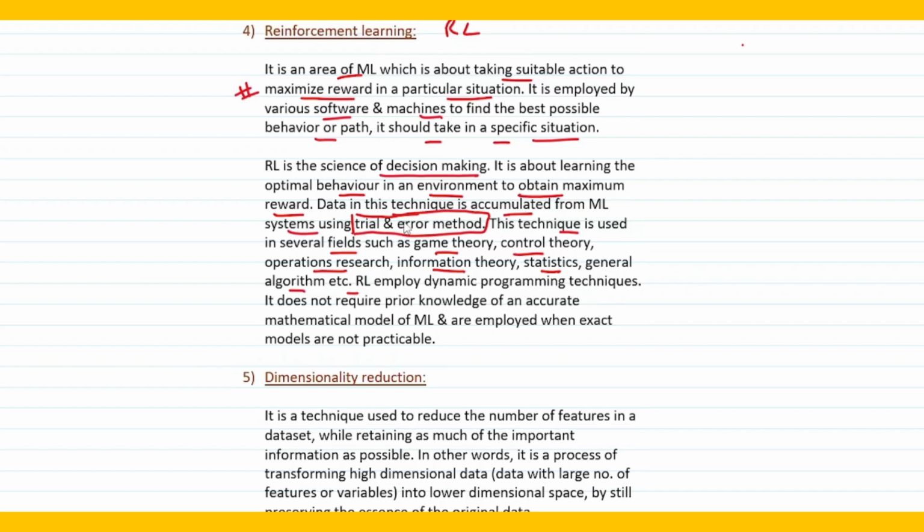Now reinforcement learning employs dynamic programming techniques. So they use programming techniques which are very dynamic, or which have a lot of variety, or which can have a lot of use cases, right? So RL employs dynamic programming techniques. It does not require any prior knowledge of an accurate mathematical model of machine learning and is employed when exact models are not practicable. So that means when no prior knowledge of an accurate mathematical model is required, then reinforcement learning can be applied, and it is employed when exact models are not practicable. So that's what reinforcement learning is all about, right?